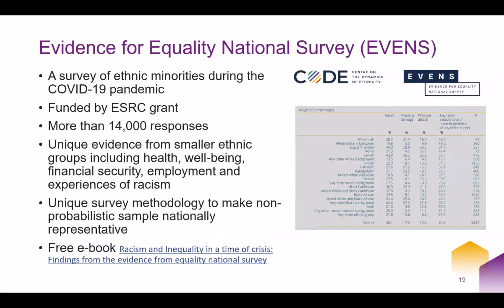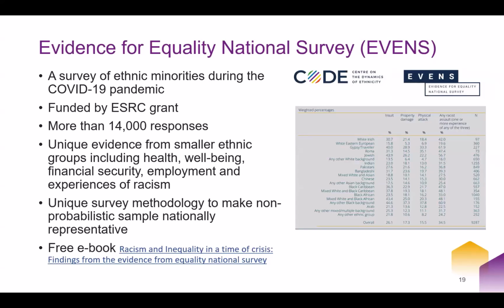Let's take a last example here, the EVENS survey. Now, this is the Evidence for Equality National Survey that was conducted during the COVID-19 pandemic and was funded by the ESRC, the Economic and Social Research Council. It collected more than 14,000 responses and provides a unique source of evidence on smaller ethnic groups whose experiences are often difficult to examine using standard survey samples.